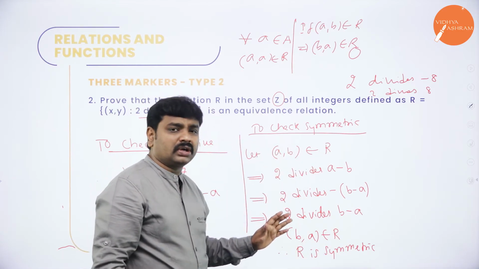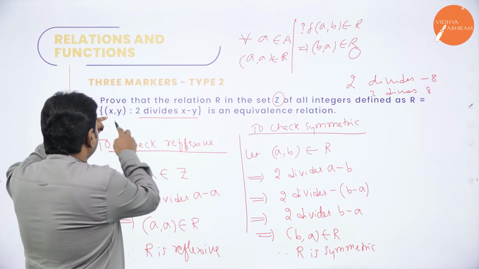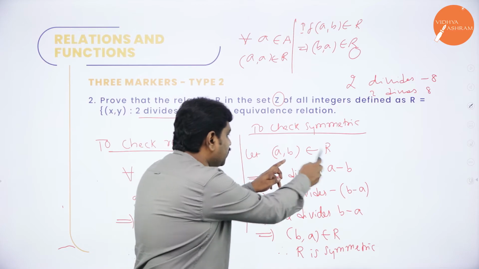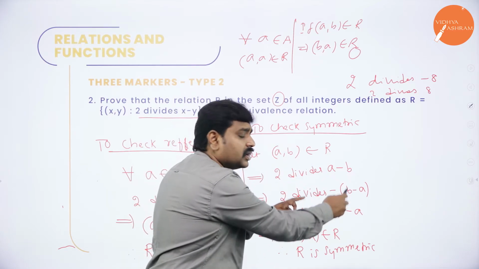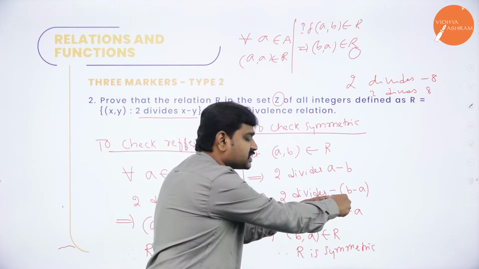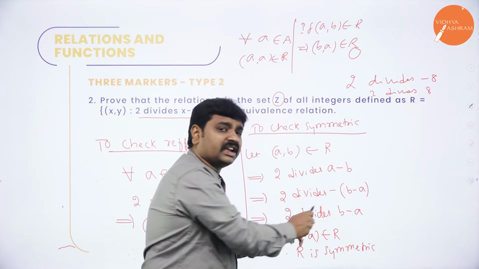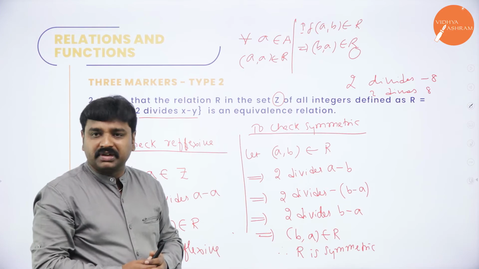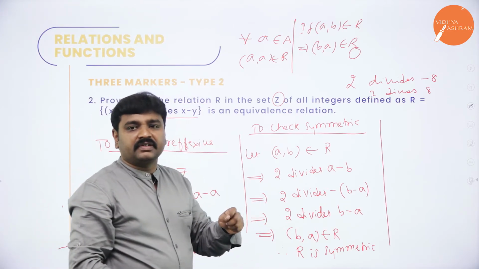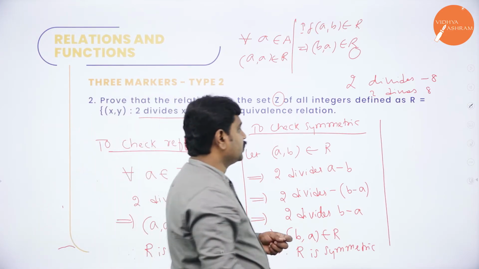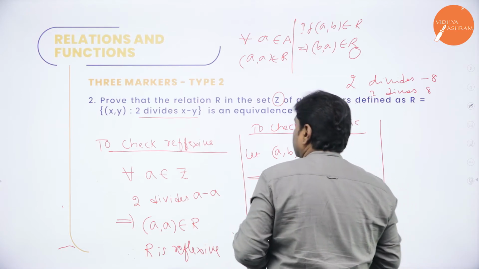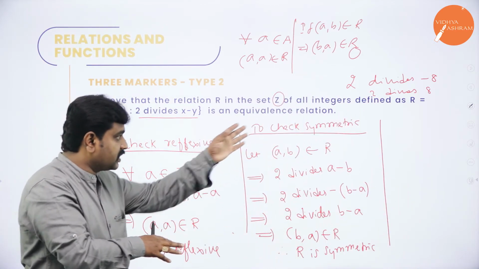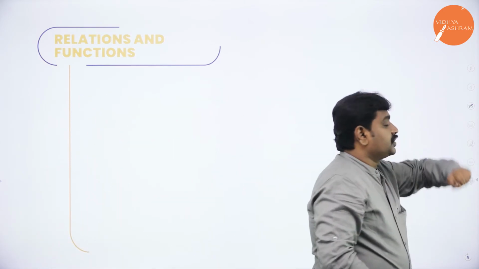AB belongs to R, I wrote. The second line, I wrote seeing the question. In the question, if xy belongs to R, then 2 divides x minus y. If AB belongs to R, then 2 should divide A minus B. And I want B minus A, so I took minus common. And if 2 can divide a negative number, definitely it can divide its positive number. Therefore, R is symmetric. After symmetric, we will go to transitive. I hope all of you are thorough with reflexive and symmetric. Copy this, understand this, then I will go to the next part, that is transitive.